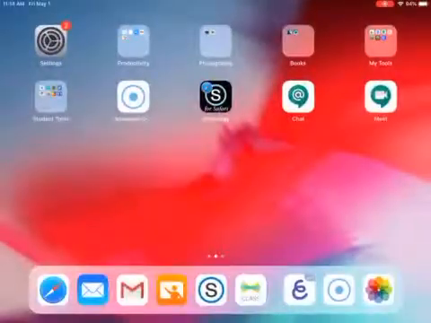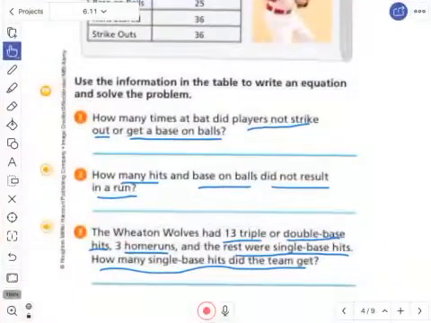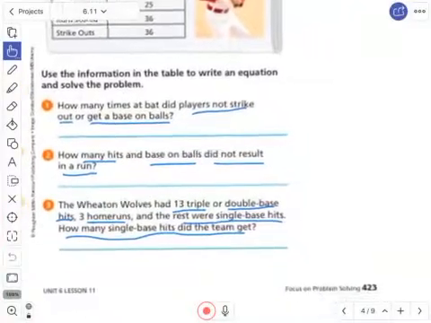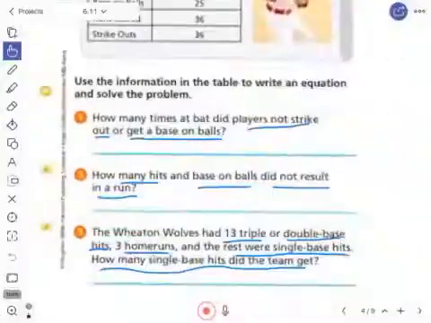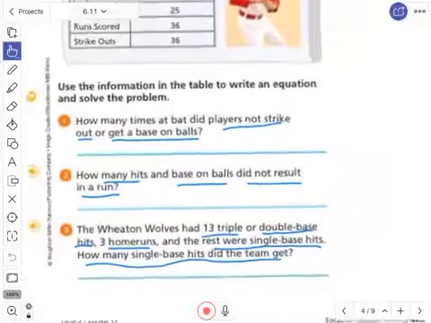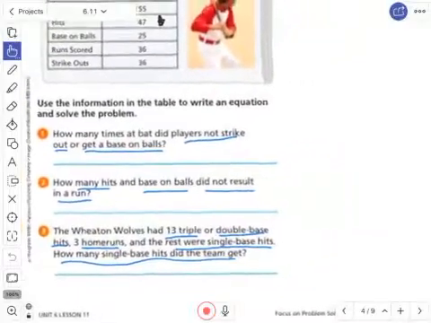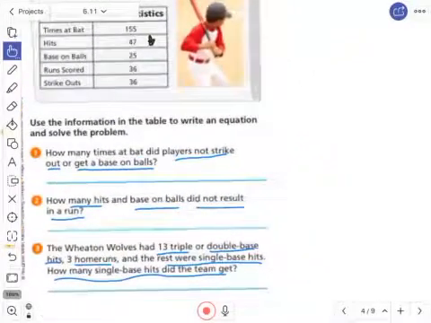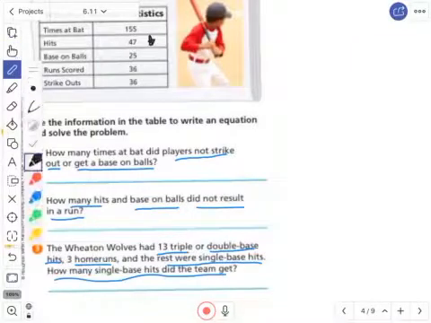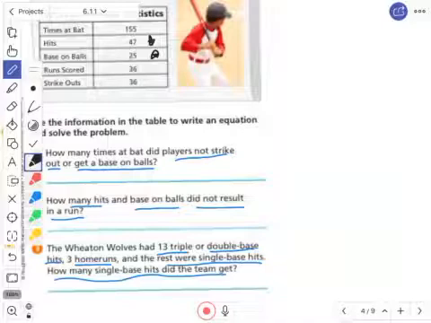And we're back here. Going to keep working on our sheet, and I'm going to just show you my thinking about these problems. So going back to how many times at bat did players not strike out or get a base on balls? So I'm going to just take a look at base on balls and hits. Because it's not strike out or get base on balls. So those are the two numbers I need.